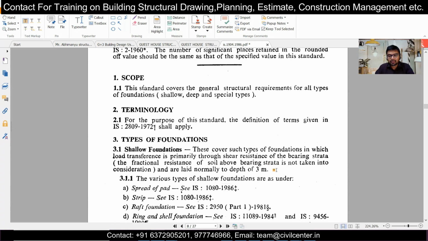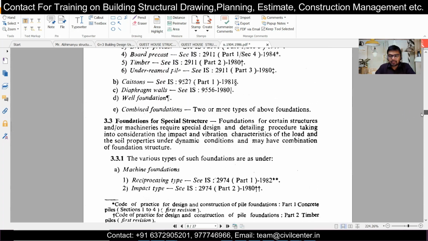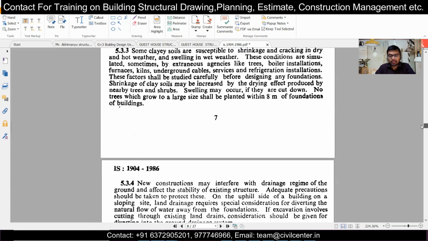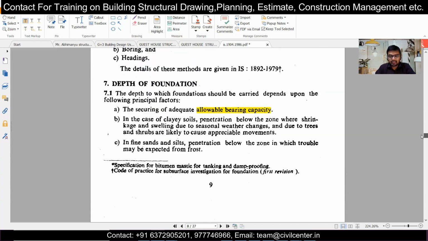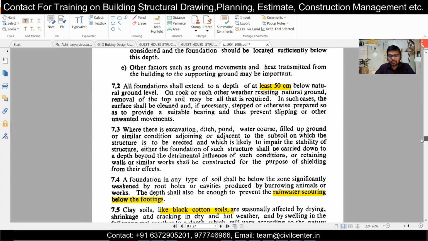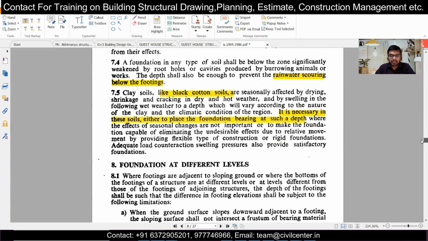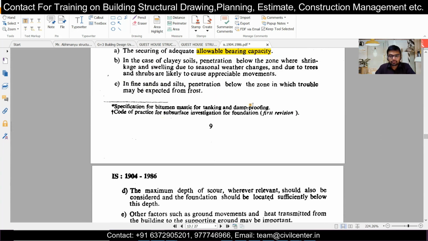Normally up to a depth of 3 meters, which is around 18 feet. If you are not finding suitable conditions at suitable depths, then we can provide the pile foundation. If we're getting suitable conditions up to 3 meters, then we can go for the isolated footings also. It's not that if you're not finding suitable conditions, you have to compulsorily go for the pile foundation. If it's up to 3 meters depth, we can still go for the isolated footings.